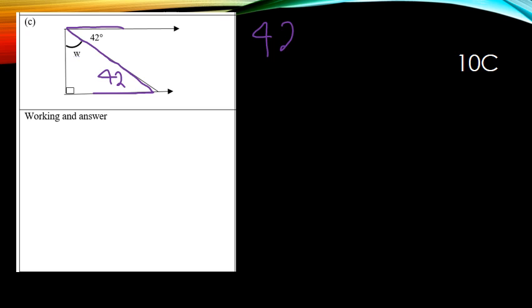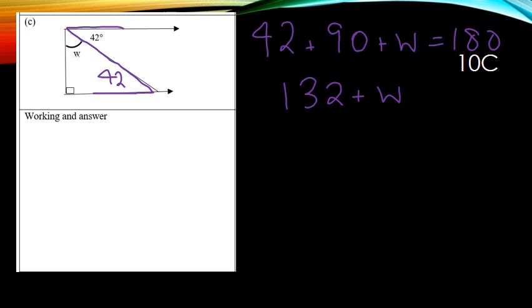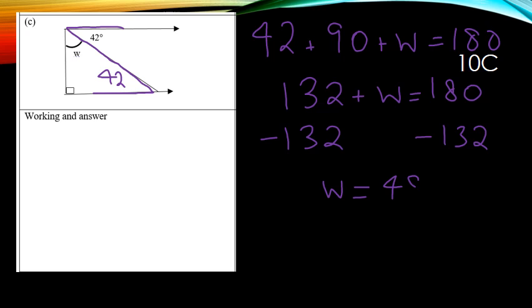So we have 42 plus 90 plus W equals 180 degrees. So let's simplify this. So 42 plus 90 is 132 plus W must equal 180 degrees. So all we have left to do is subtract 132 from both sides. And we'll be left with W equals, well, 180 minus 132 is 48 degrees. So W must be 48. And you can double check this by adding 48, 42 and 90 and you should get 180.